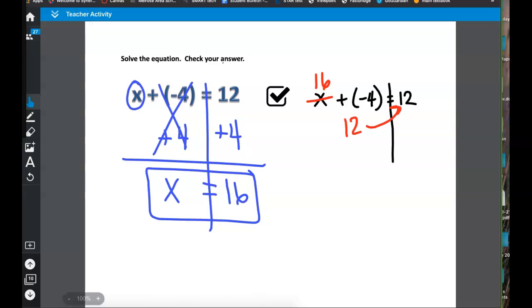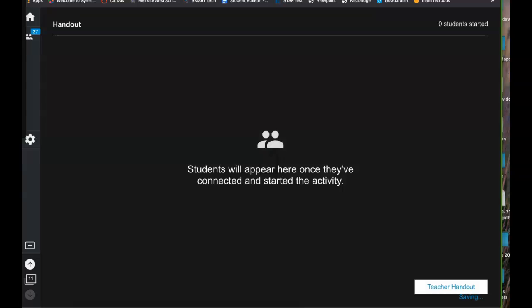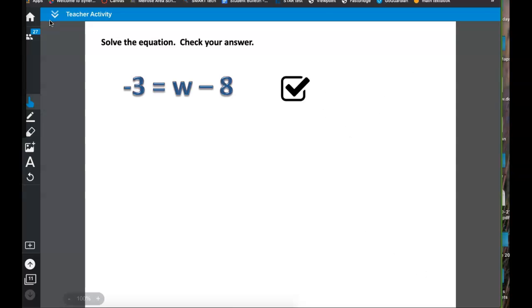Okay, we're going to try one more as a class, or on your own, I mean. So go ahead and try this one. So click the start button, same process. Make sure you're showing your work all the way through. Draw the line first. Circle the letter. Get rid of the other piece.